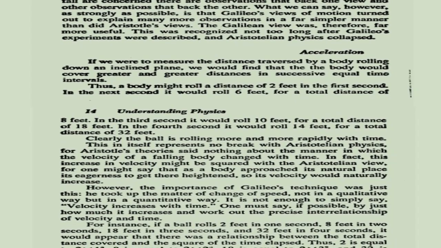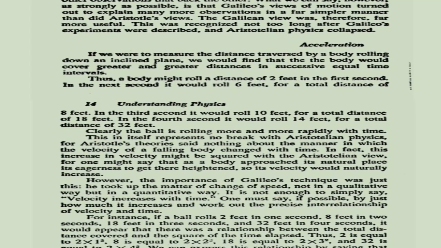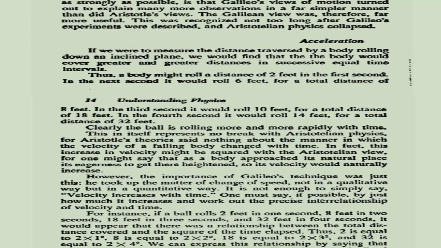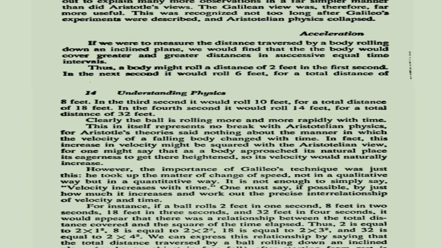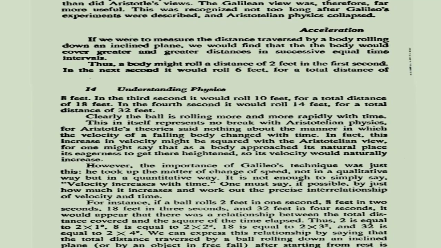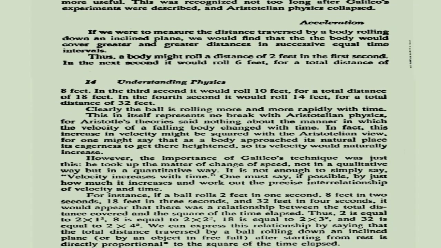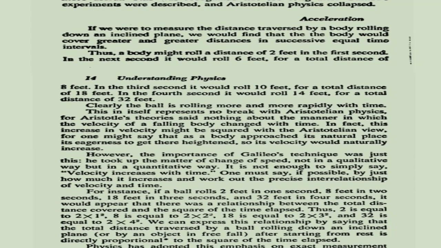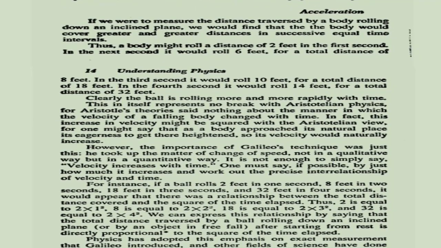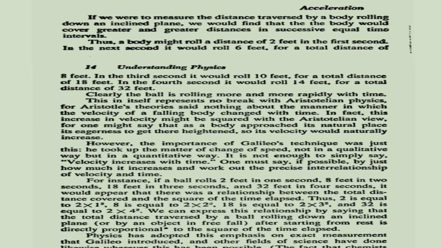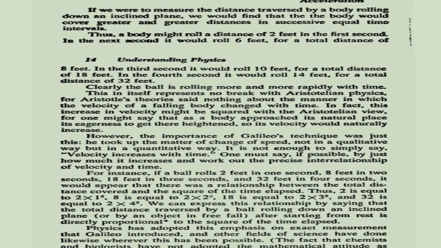Thus 2 is equal to 2 times 1 squared, 8 is equal to 2 times 2 squared, 18 is equal to 2 times 3 squared, and 32 is equal to 2 times 4 squared. We can express this relationship by saying that the total distance traversed by a ball rolling down an inclined plane or by an object in free fall after starting from rest is directly proportional to the square of the time elapsed.